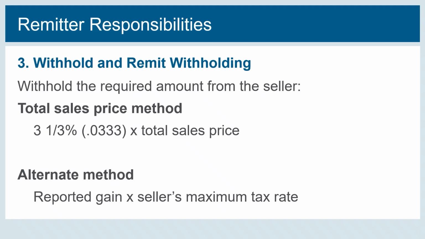The third responsibility is to withhold and remit withholding. This means the remitter must submit Form 593, payment voucher Form 593V, along with the payment. There are 2 methods of calculating withholding. The total sales price method is 3 1/3% of the total sales price. The alternative method is the reported gain multiplied by the seller's maximum tax rate. To use the alternative method, Part 6 computation of Form 593 must be completed. If the seller does not complete Part 6, then the total sales price method must be used.